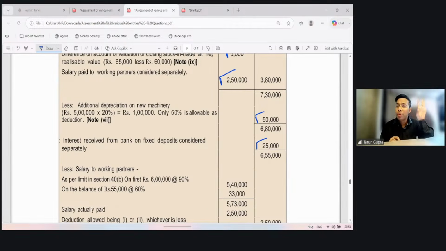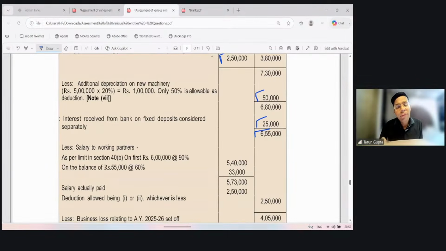I need to compute PGBP. This 6,55,000 is the PGBP. From this, I have to reduce the salary allowable and I'll arrive at the PGBP. So from this 6,55,000, I'll apply the section 40B limit, where it says on the first 6 lakh, 3 lakh or 90% of the book profit. So 90% of 6 lakh is 5,40,000, whichever is more. And on the balance 55,000, 60%, 33,000. So the maximum remuneration allowable in section 40B is 5,73,000.